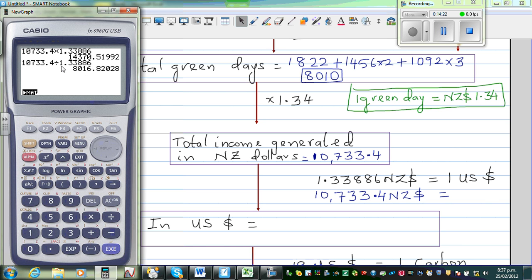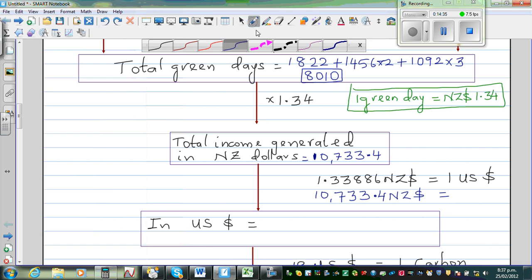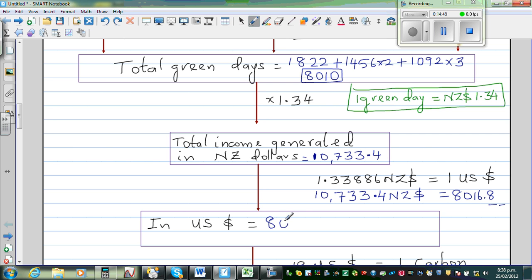This sounds more sensible, because you're getting 8,016.8. I'm not going to round this; I'm going to write the whole thing. I don't have the space to write it all, so I'm writing only dot dot dot. So this is 8,016.8 dot dot dot. I want to use the whole number.